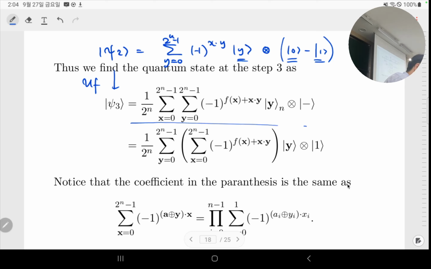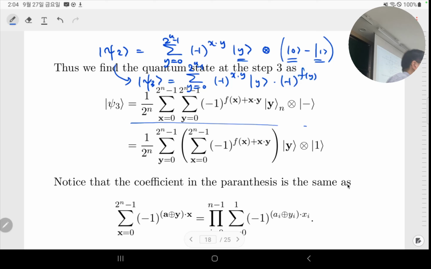Okay, so when you apply the oracle here, the third state becomes, for each input y, you get the same. The only difference is that you have minus 1 to the f of y multiplied, and then the 0 minus remains the same.